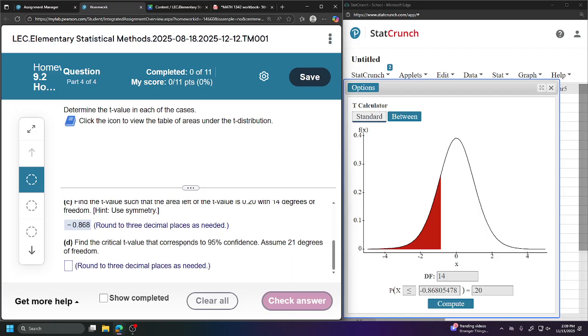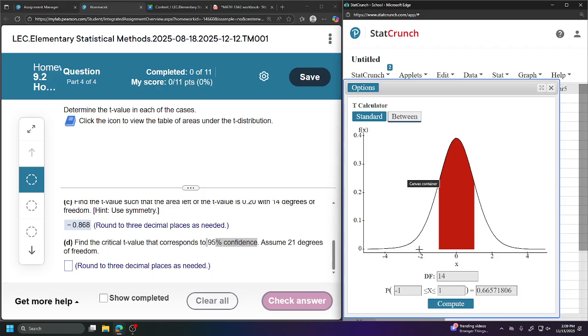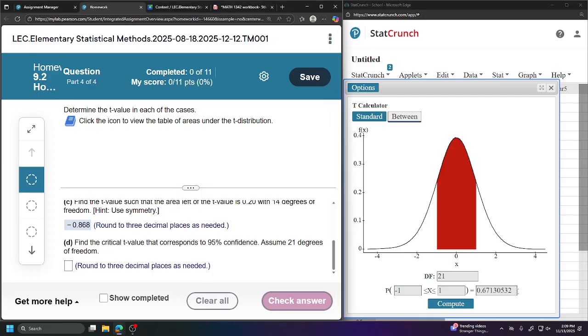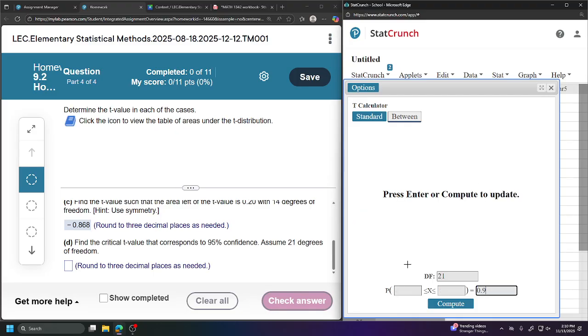And so then it says 95% confidence. Now, this is what we did in the workbook. We didn't do left or right. We were doing between. So here we go. I got 21 degrees of freedom. And they say, what was it? 95% confidence. So let me put that in. 95.